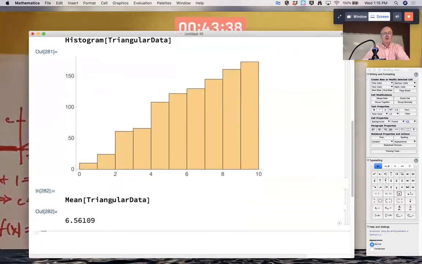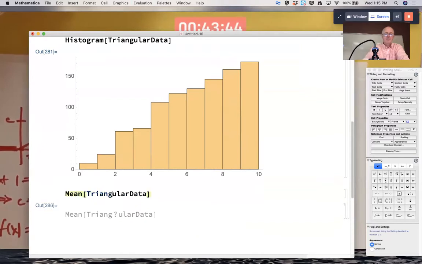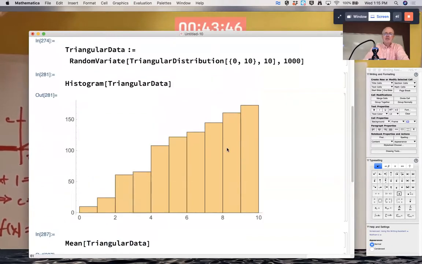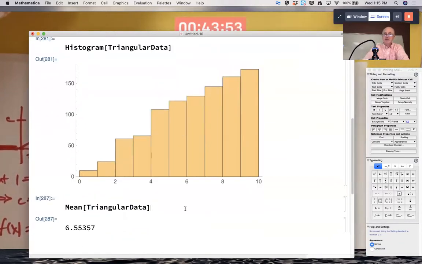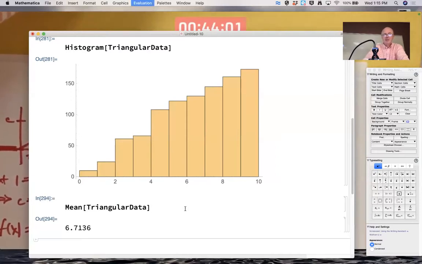Not too far. Re-enter it. Sometimes I'm above, sometimes I'm below. If I did 10,000 data points, I could be pretty confident it's going to be 6.6 something, I think. Yeah. Oh, there it's above. Sometimes still above 6.6 something.